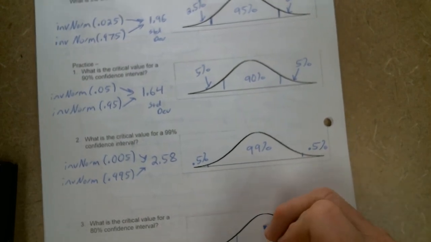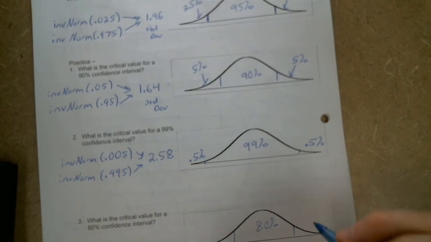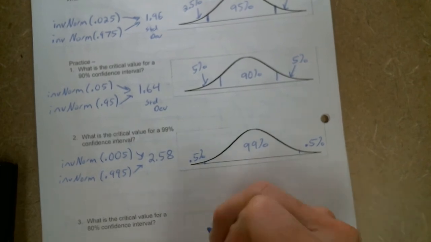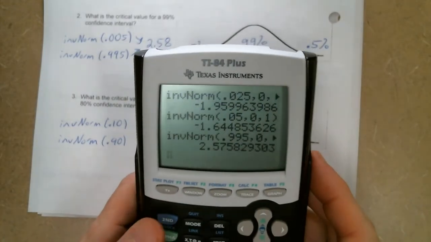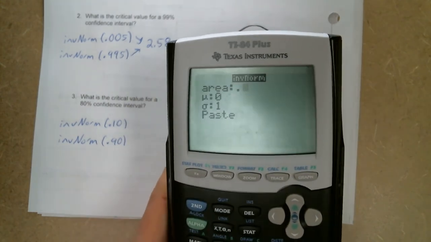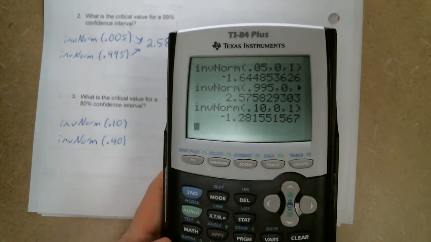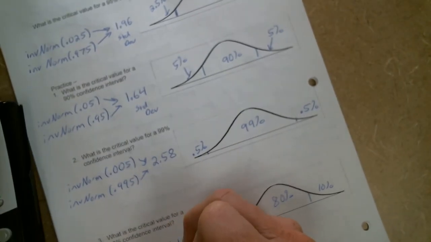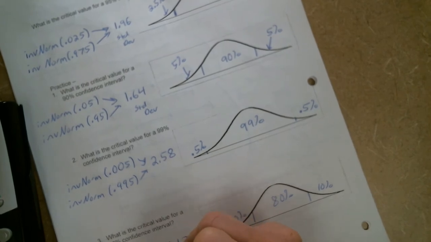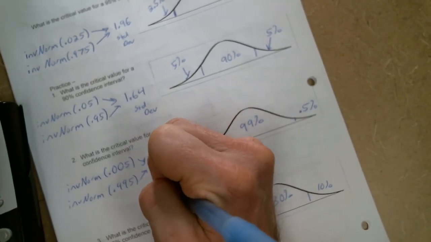All right, that leaves 10% on each side. So we can either do an inverse norm of 0.10, or we can do an inverse norm of 0.90. All right. So again, inverse norm 0.10 is going to give us a negative 1.28, but we're dealing with absolute values here. So 1.28 standard deviations, 2.58 standard deviations.